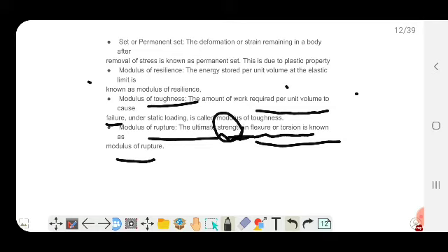The modulus of toughness and resilience are energy stored. They are energy stored, but with the modulus of rupture we have a difference. It is the strength, or the stress corresponding to the point where it fails under torsion.